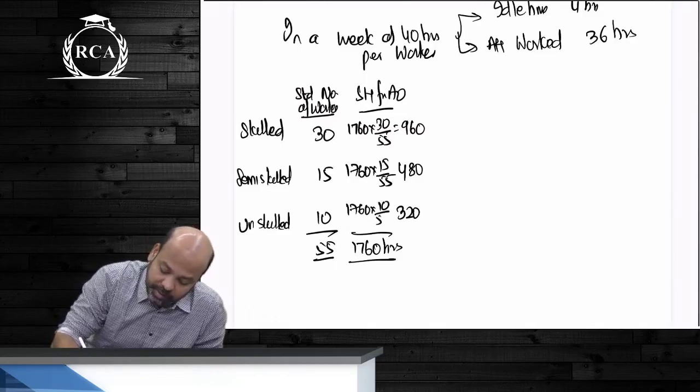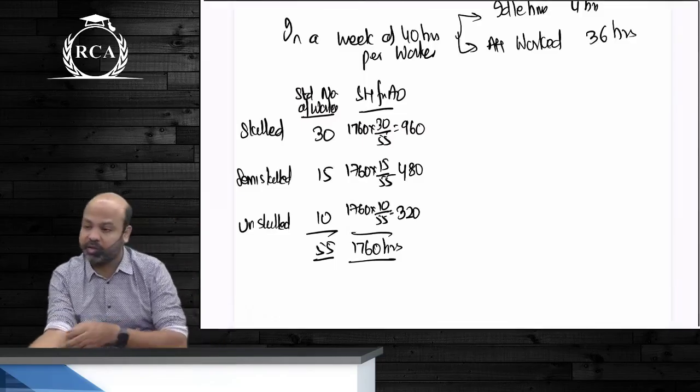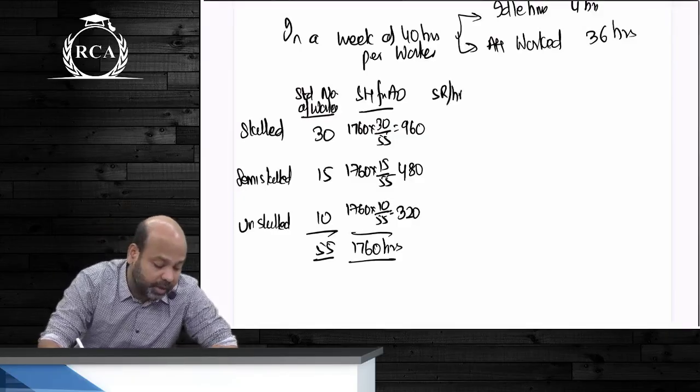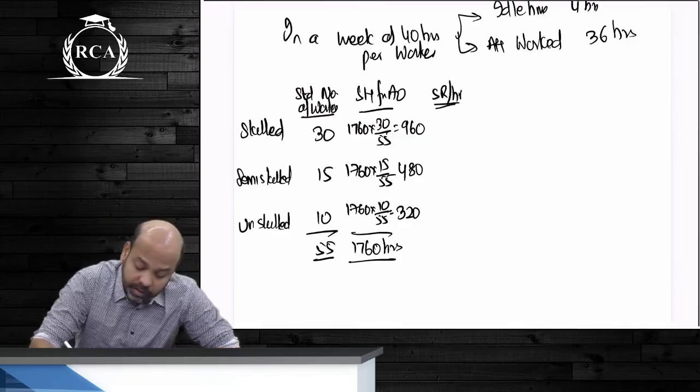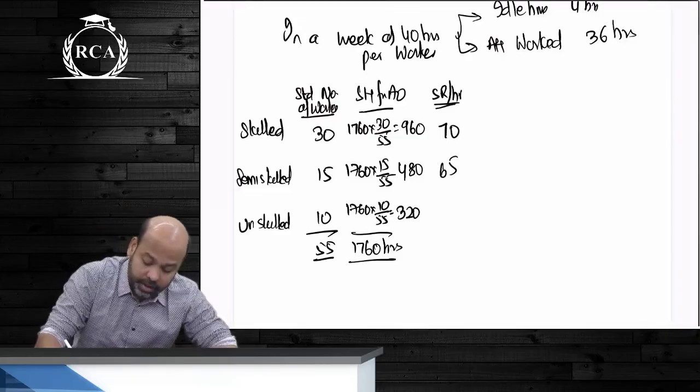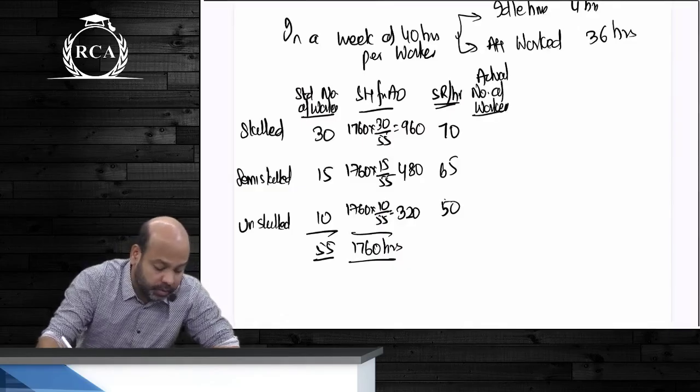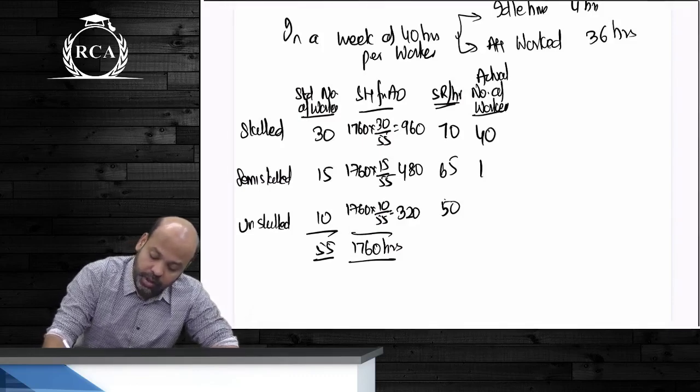The main thing is to make this table. After that, the formula is easy. Standard rate per hour will be 70, 65 and 50 rupees. Actual number of workers are 40, 10 and 5, total 55.